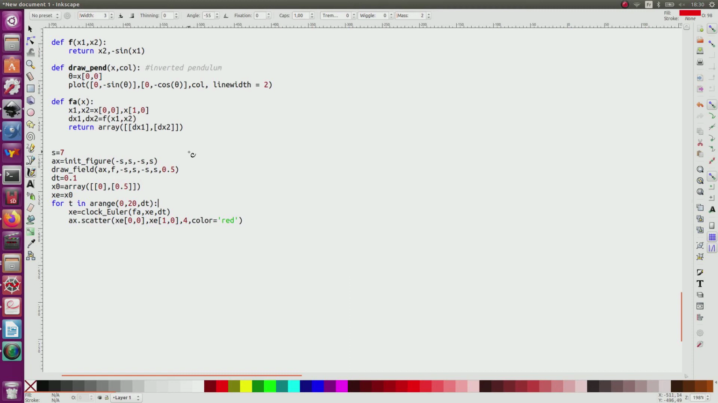Here I propose an initialization around 0. So the pendulum is like this. The angle is 0, but I have a small speed like this. So normally it should oscillate like this with a small angle forever, since I have no friction.